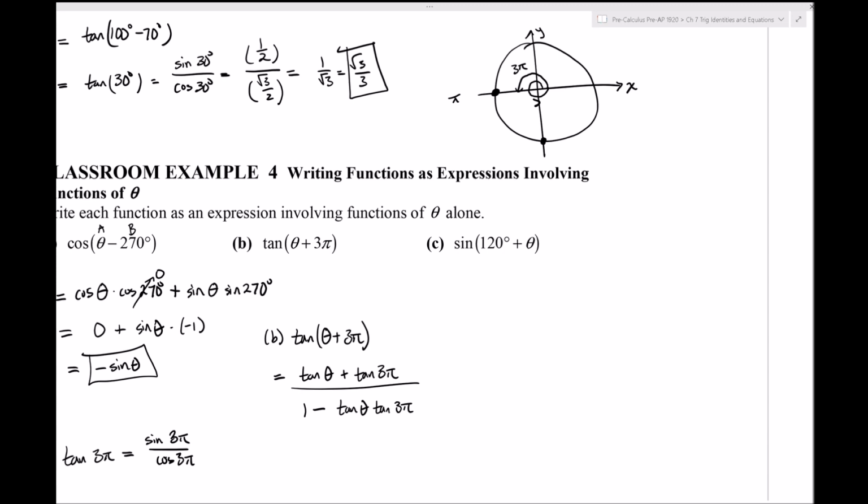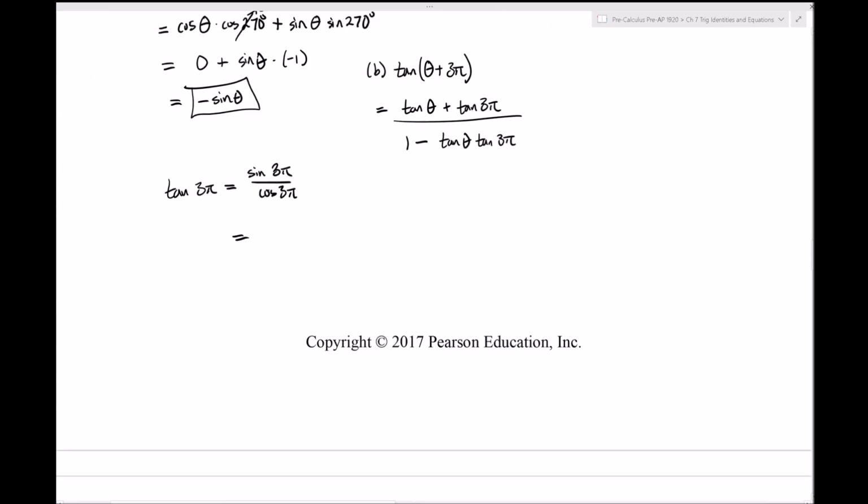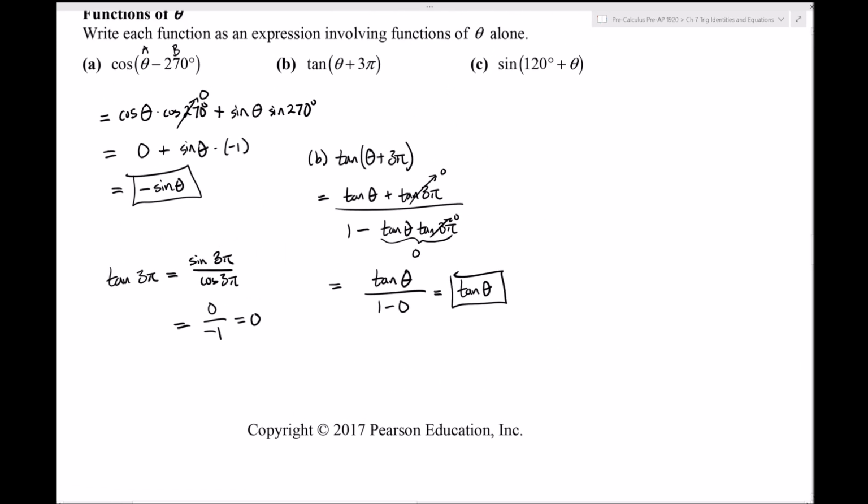So cosine is -1 at that point. Sine is 0 at that point. So let's remember that. Sine is 0. Cosine is -1. I don't care about the -1 on the bottom. The top is 0. The whole thing's 0. So tangent 3 pi is 0. So that's this one. And this whole thing is 0 because that one's 0. So we're left with tangent theta on the top. 1 minus 0 on the bottom, which is 1 on the bottom. Tangent over 1. Tangent theta. So if I take tangent of theta plus 3 pi, you just get tangent.